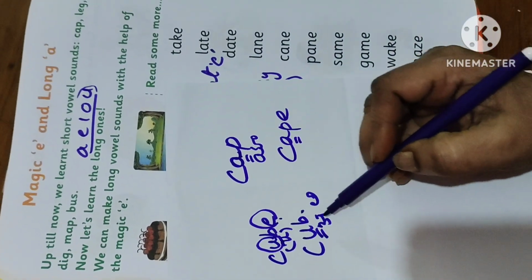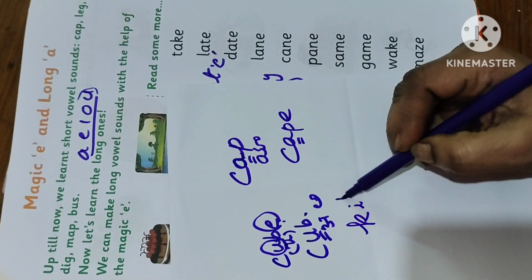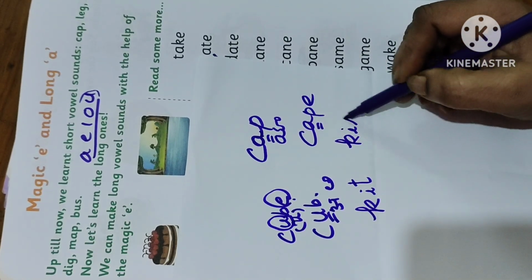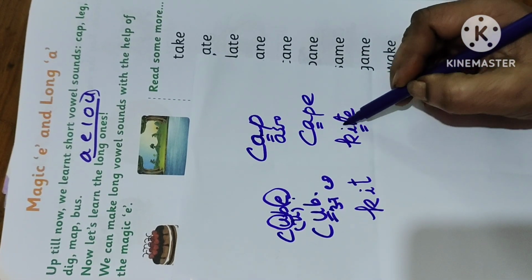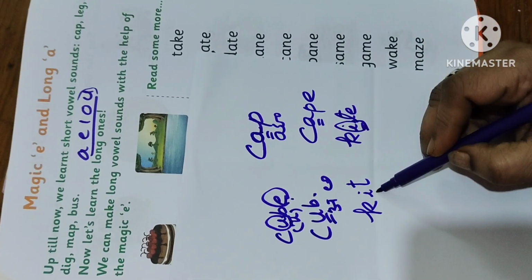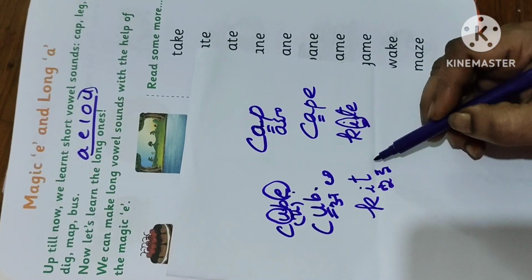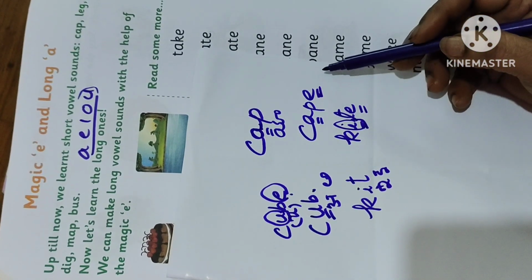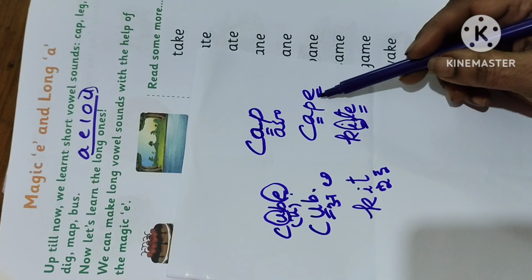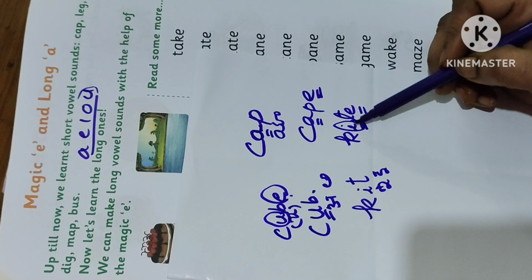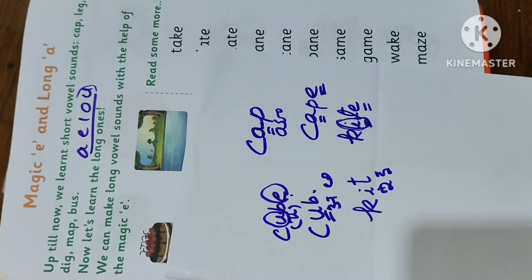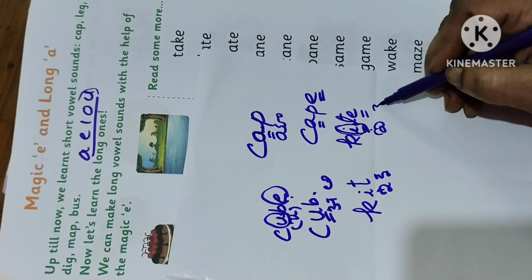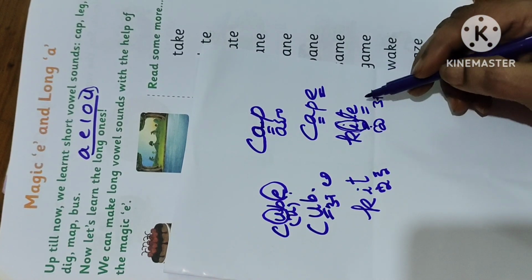For example, you see this, K-I-T, kit. Kit has the short I phonic sound. But what happens when magic E or bossy E is added? K-I-T-E, kite. The other vowel pronounces its letter name, I sound.